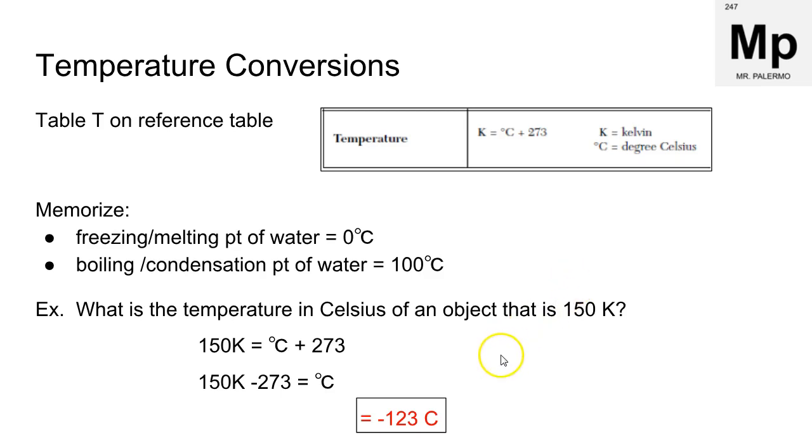For calculations, something like this would be a good example. What is the temperature in Celsius of an object that is 150 Kelvin? So you plug in your values. I plug in 150 for my Kelvin. I'm solving for degrees Celsius plus 273. So to isolate Celsius by itself, I subtract 273 from both sides, and I get an answer of negative 123 Celsius. Remember that we could have negative Celsius values. We cannot have negative Kelvin values.